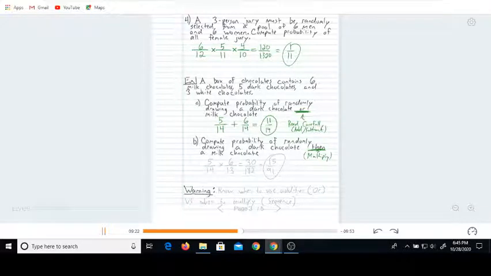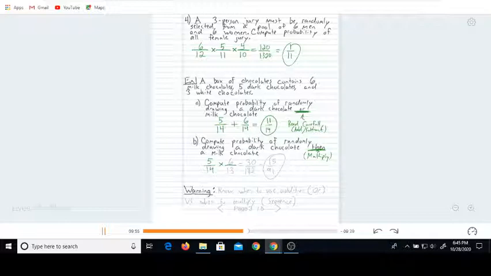So compute the probability of randomly drawing a dark chocolate, then a milk chocolate. By changing one word in the problem, I've completely changed the mathematics. The probability of drawing a dark chocolate is 5 out of 14, and here we're using multiplication, not addition, because it is a sequence of events. Whenever you have a sequence of events, you always assume the previous event occurred, so pretend you got a dark chocolate. Now you're going to draw again. What's the probability that your second chocolate is a milk chocolate?